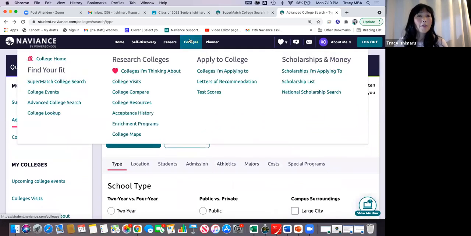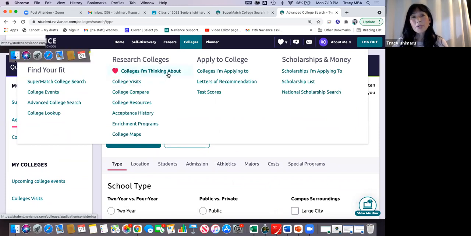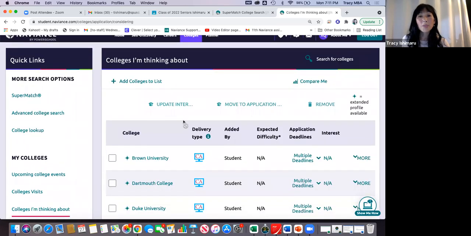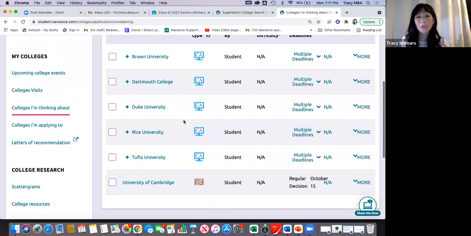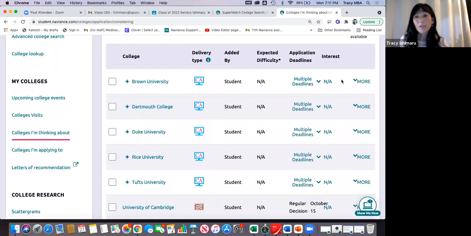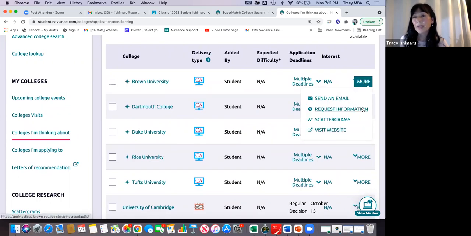Another part of college is actually researching colleges. Many of the students already have a list. They may have a list of 25 or 27 colleges on there. Those are the ones that they're thinking about. When you click onto that, you will see a list of schools that they're saying maybe they might want to apply to. If you look over here to the right, it says more. You can send in information, request some information from that school, or visit the website.